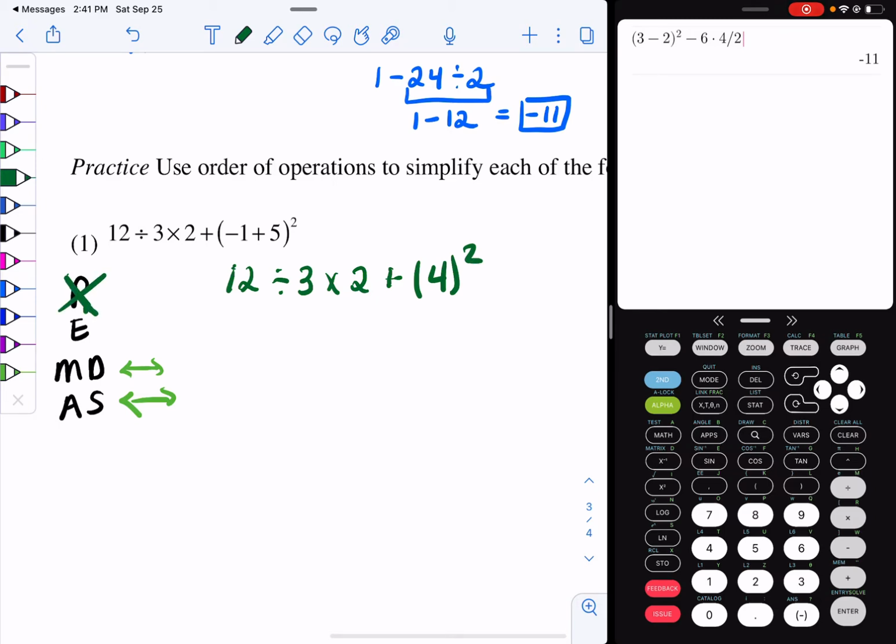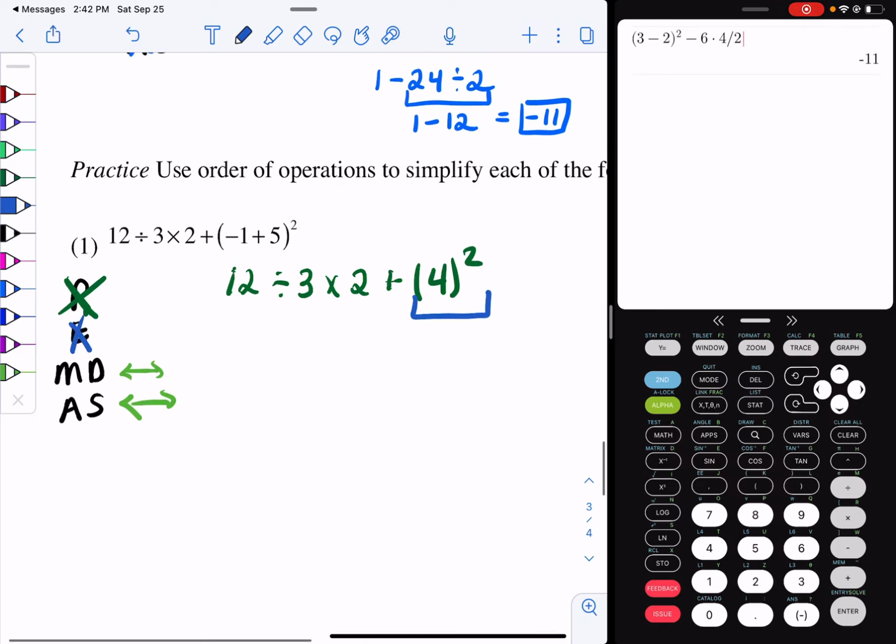Boom. Now I have to ask myself if I have any exponents, and I do. I have an exponent right here. I have to ask myself what 4 squared is. 4 squared is just 4 times 4, or 16. So I have 12 divided by 3 times 2 plus 16. I now no longer have any exponents.